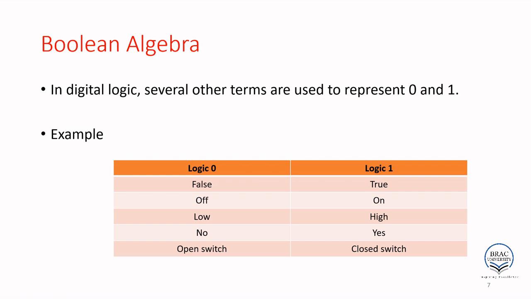Boolean algebra. In digital logic, several other terms are used to represent 0 and 1. For example, logic 0 can be called false, off, low, no, open switch. Logic 1 is also known as true, on, high, yes, close switch.